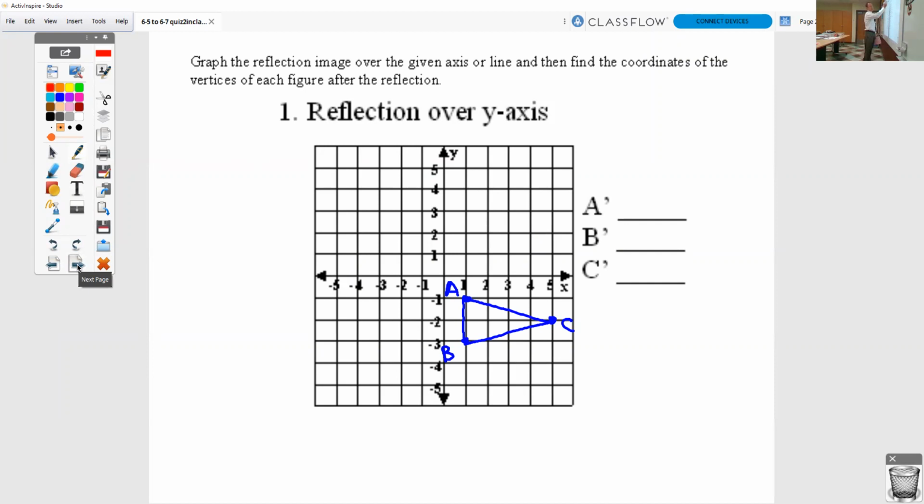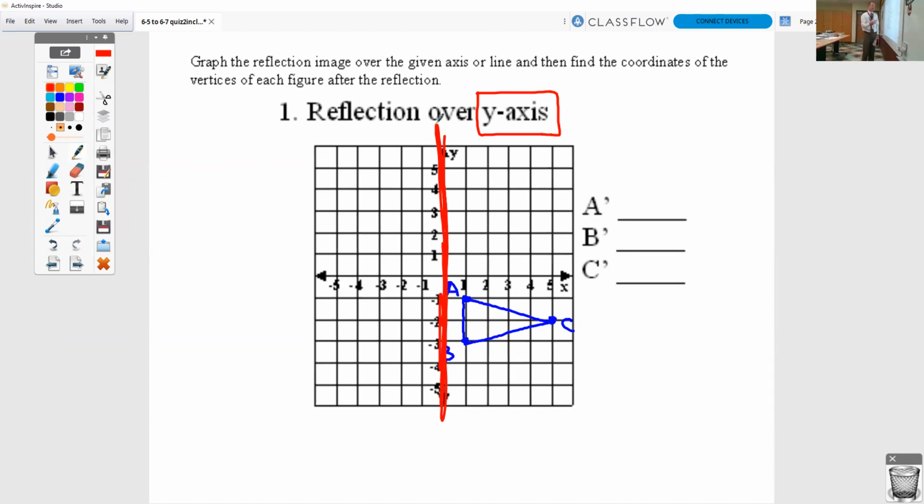The biggest mistake that people make is not reading what axis it's being reflected over. The first thing that I would do is make that line darker. So it says the y-axis, this is your y-axis. The first thing that I would do is make that line darker.